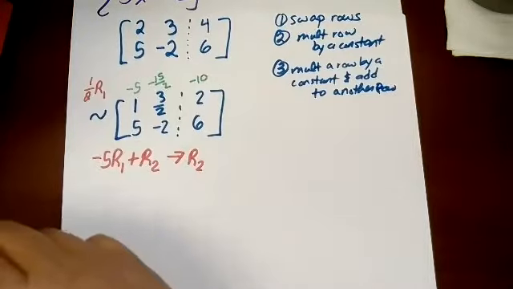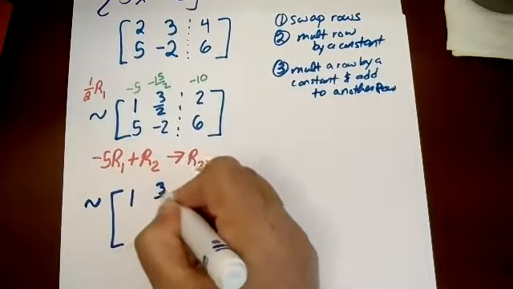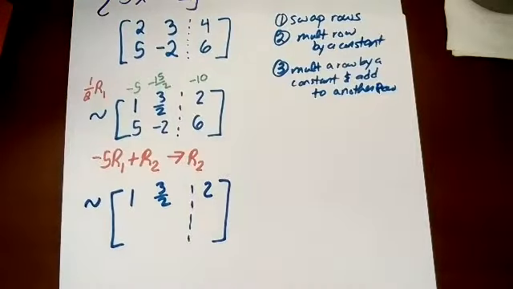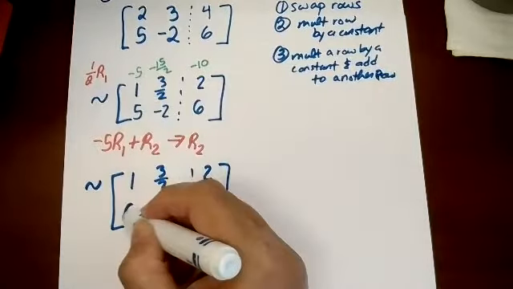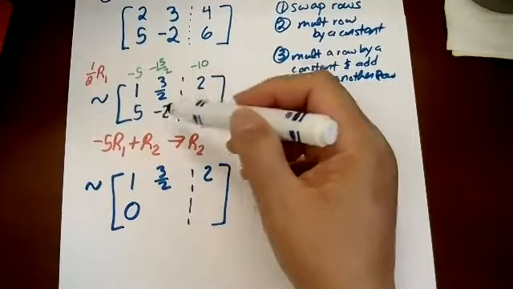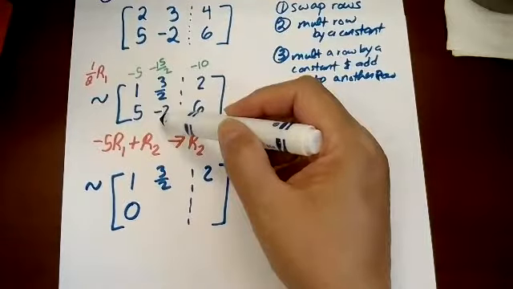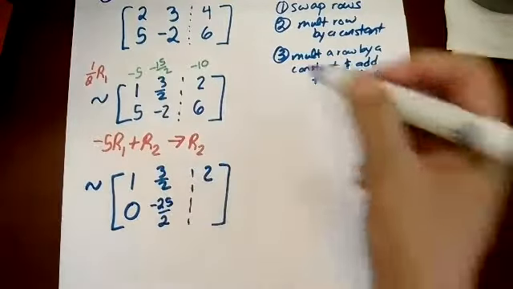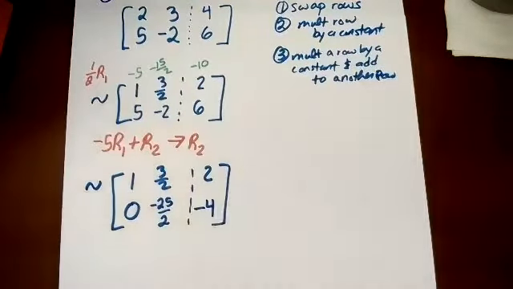So this is going to be equivalent to, the first row, remember I said, was not really changing. So I'm going to leave that first row the same. Okay, so negative 5 plus 5 is 0. Negative 15 halves minus 2, that's 10 halves. So negative 15 halves plus a negative 10 halves is a negative 25 halves. And negative 10 plus 6 is negative 4.